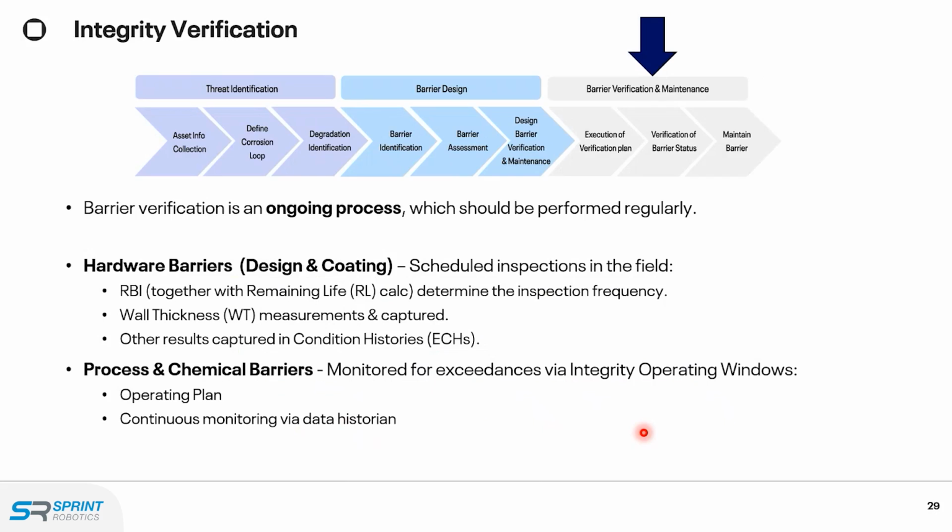Barrier verification is ongoing. When you're talking about an integrity management system, it's a lot about verification, monitoring, inspection, right? So for hardware barriers, you focus on the piece of equipment. You look at RBI, we calculate corrosion rate, we take wall thickness measurements, and other results are captured in condition history.